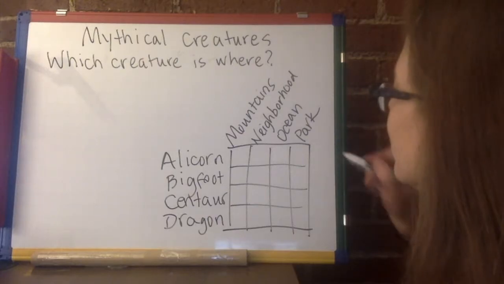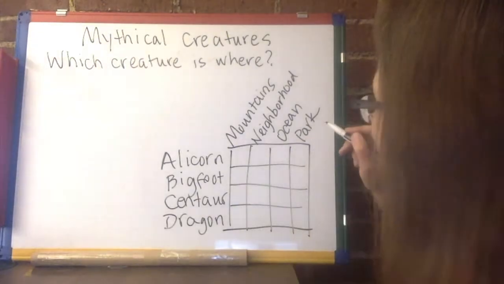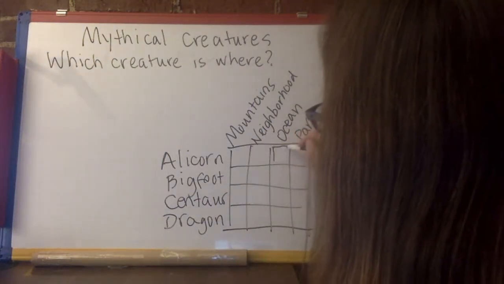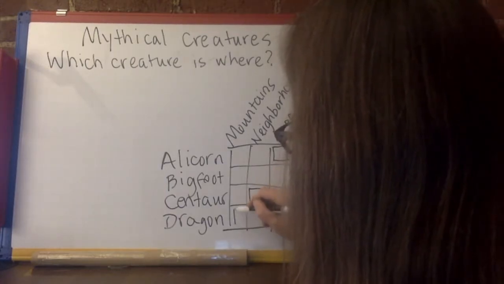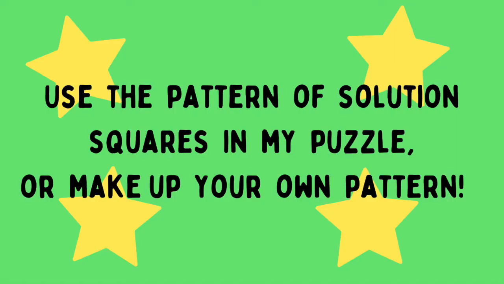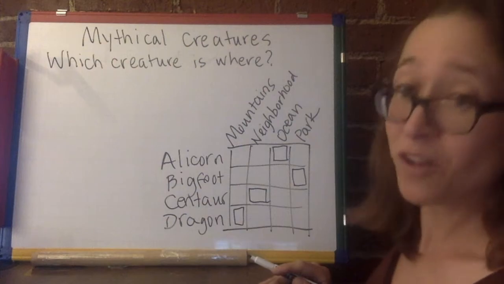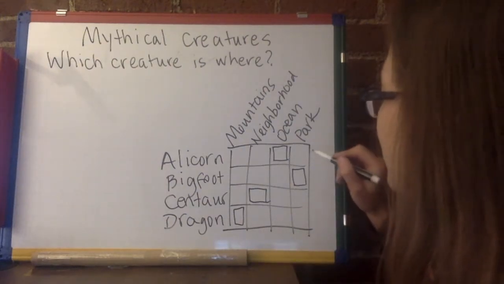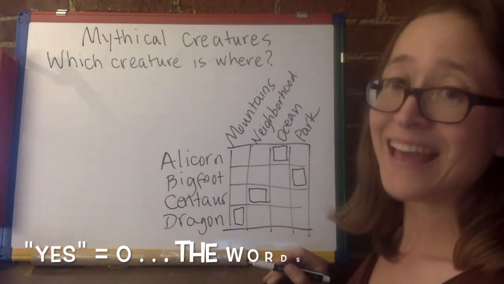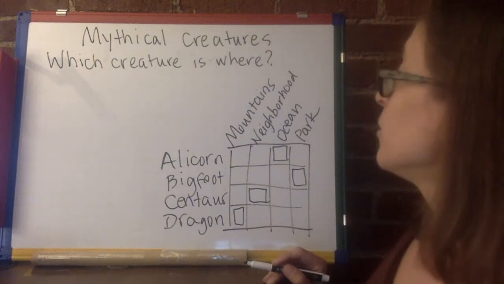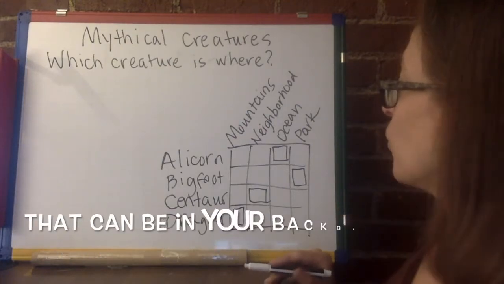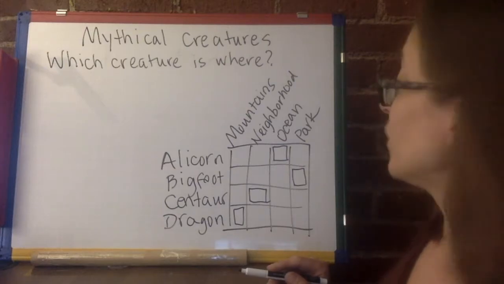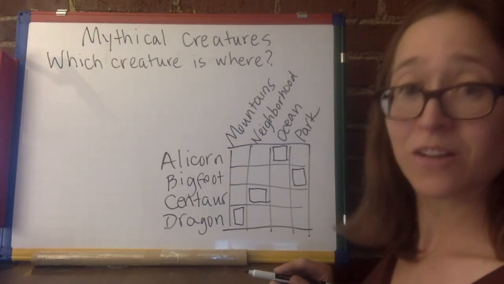I like to mark my solutions into the grid with squares. And you can just pick them randomly. I'm going to pick this one, this one, this one, and this one. If you want to make your own, that's also perfectly fine. Just make sure that when you have chosen them, there's exactly one yes in every row and in every column. That's very important because the solver will be assuming that each creature is in a different place. So just one yes per row, one per column. When you've gotten those marked in, you're ready to start picking clue facts.